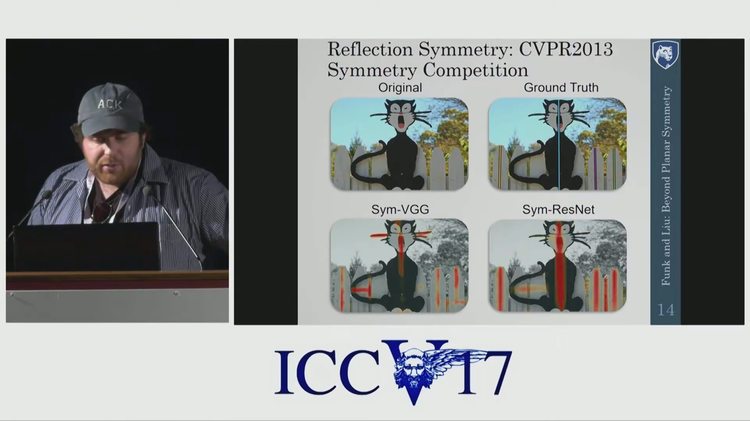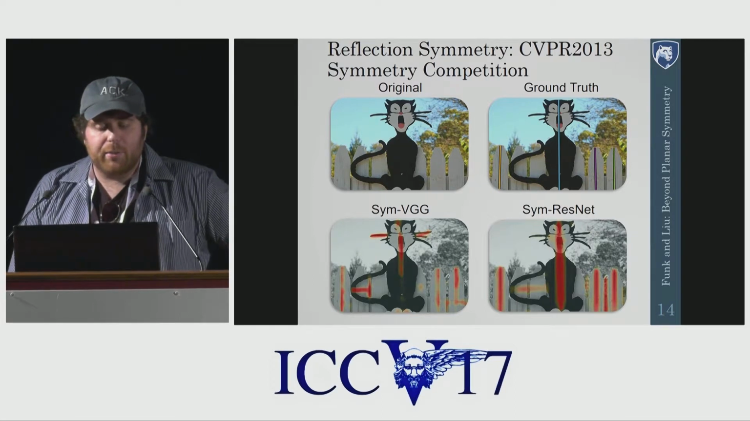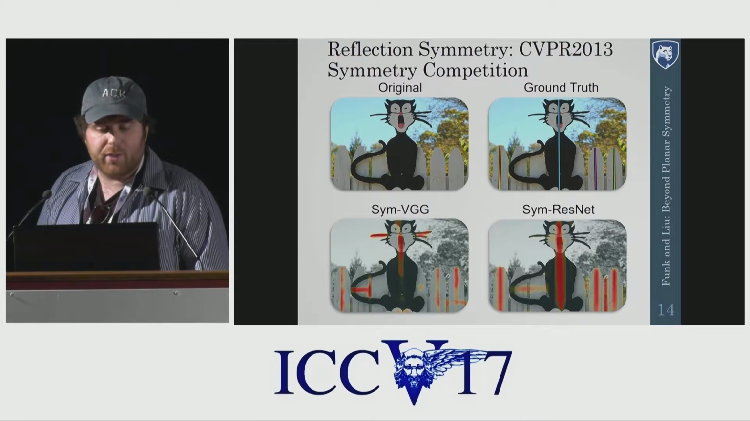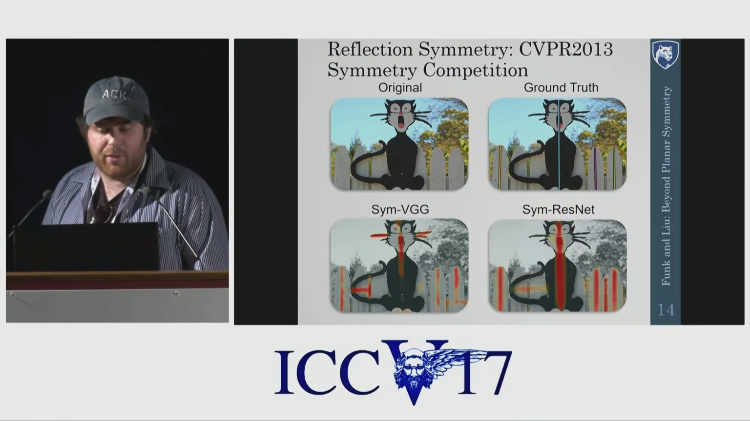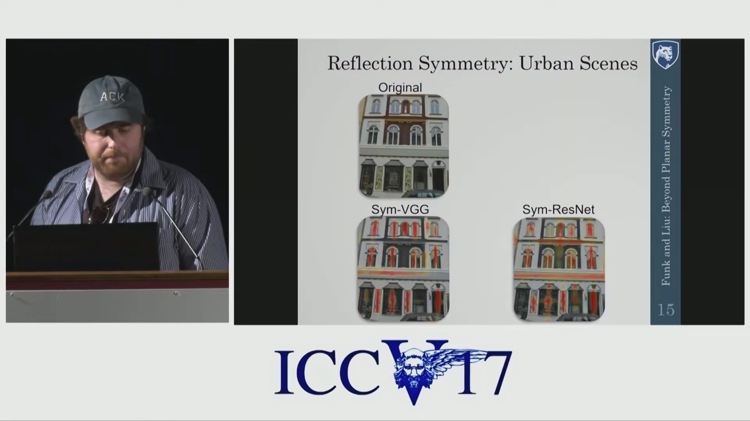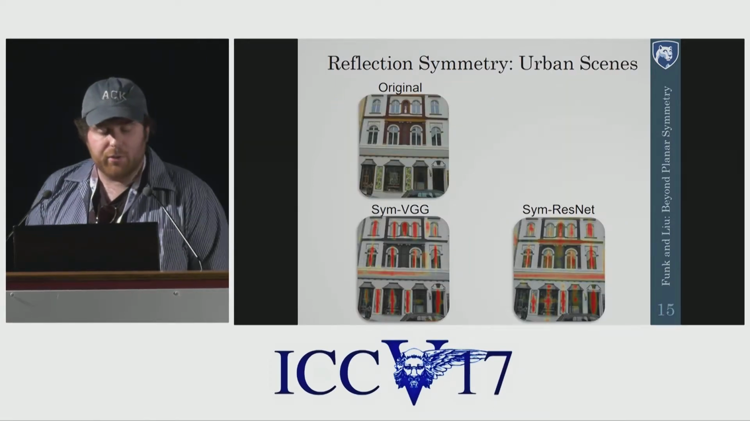We then tested Sym-NETs on previous symmetry competition data sets to see if this network generalizes onto other data sets. Sym-NETs can still find dominant symmetries within the image, but it can also find unlabeled lesser symmetries, such as the horizontal symmetry in the tail of the cat. On this building facade, reflection symmetries of the window and doorway are detected.